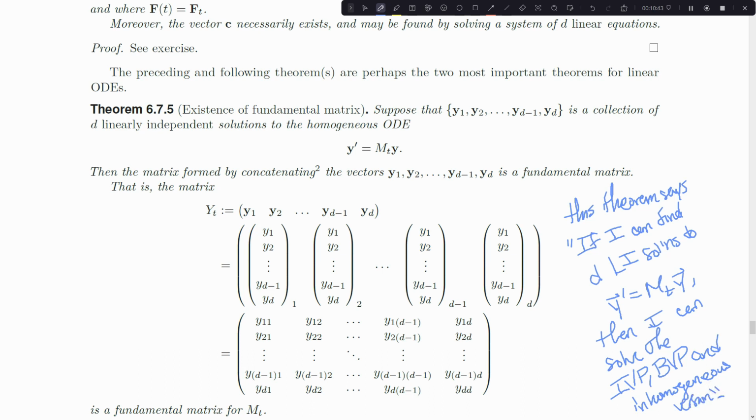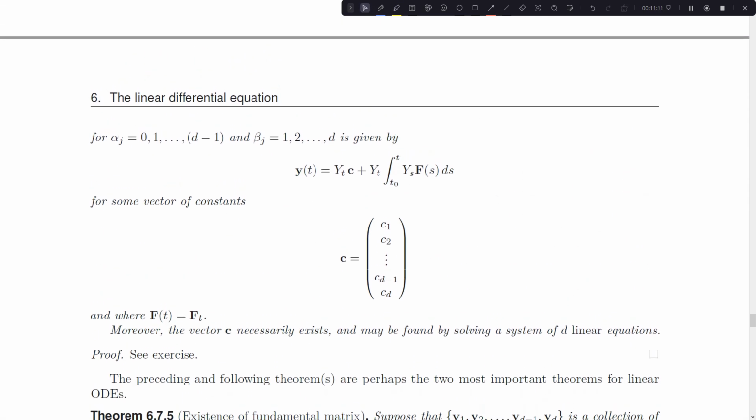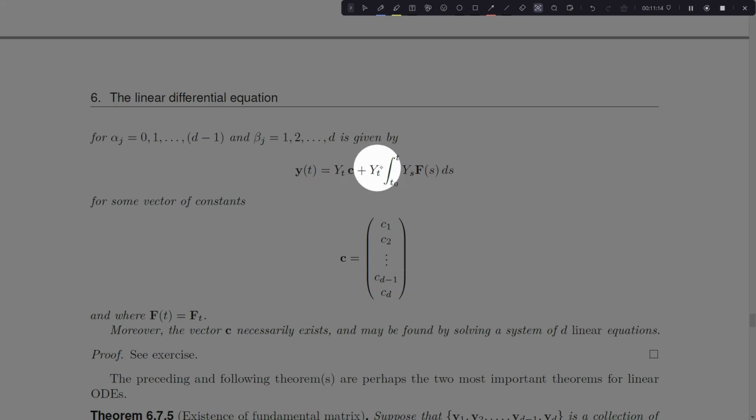Because in some sense, that is the homogeneous version of the IVP or the ODE. And if I can find d linearly independent solutions to that homogeneous version, I can in fact solve any IVP, any BVP, or any inhomogeneous version, because I can construct a fundamental matrix. Once I've constructed the fundamental matrix, I just jump right up here to this problem, and there you go. This is my solution to the IVP or BVP under some choice of C's, which I can find just using linear algebra, and also the inhomogeneous version using Duhamel's principle.